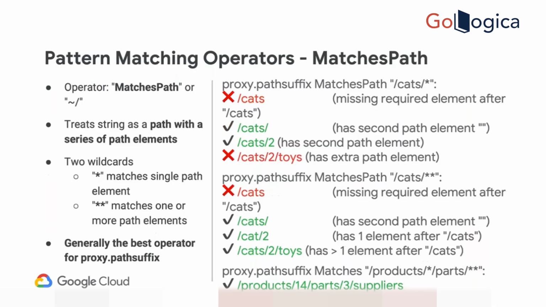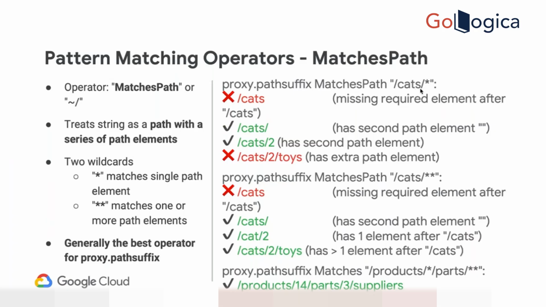Now, MatchesPath, as I told, is used for path matching. You can have a single star for a single path segment, and then a double star, which covers single and multiple both. So if it is one or more than one, use double star.